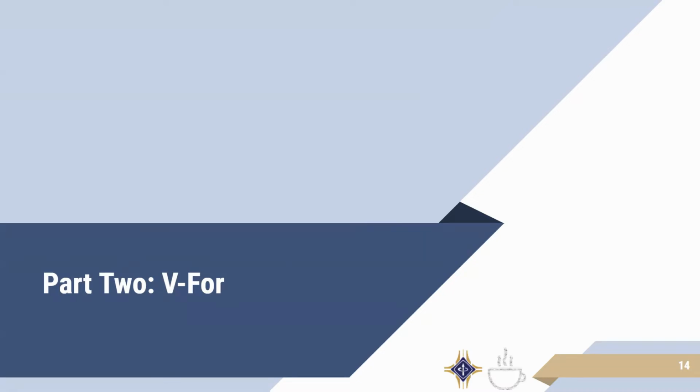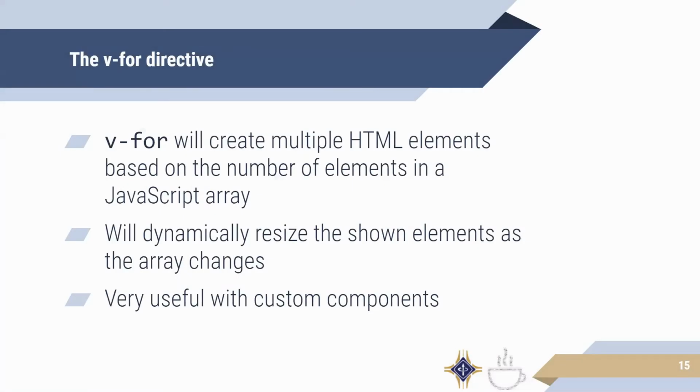All right, now we're going to talk about the last V directive, which is probably the most important for your final project, and that is going to be V4. So V4 is basically a for loop, but for HTML elements. It allows you to create multiple HTML elements, one for each item in a JavaScript array.